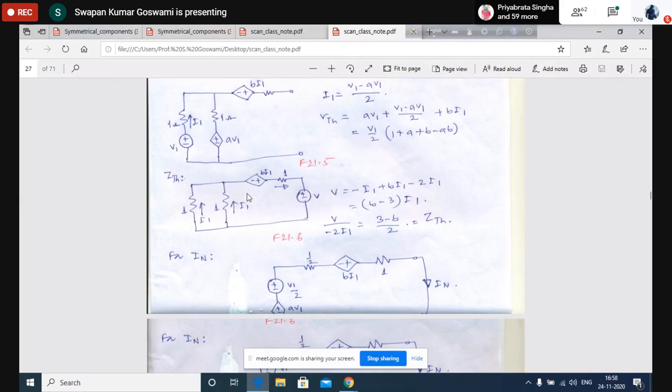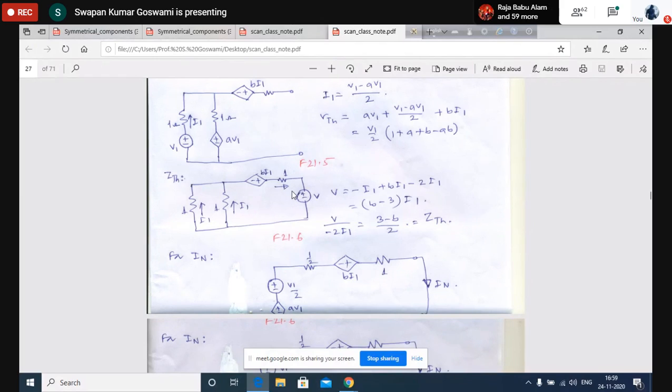In this direction, what will be the current? The current will be 2I1. So we can say that through this 1 ohm resistance, the current will be 2I1. That means through this source, the current will be 2I1. Am I clear?